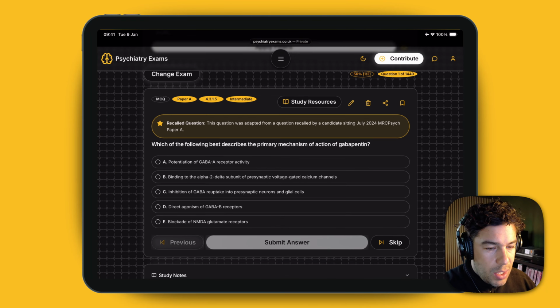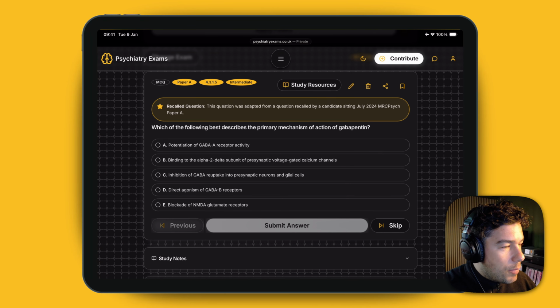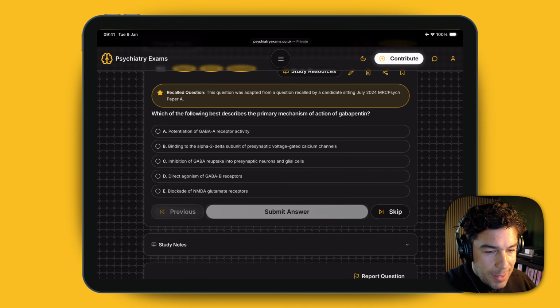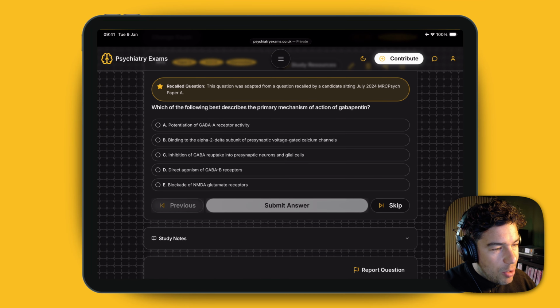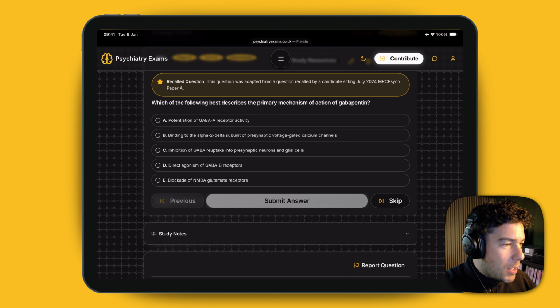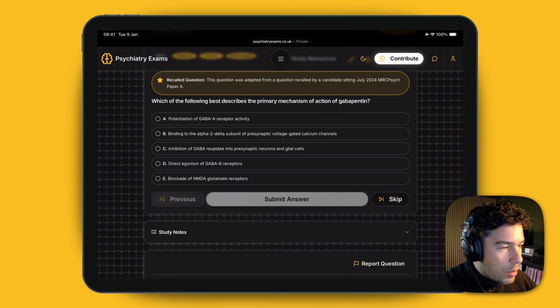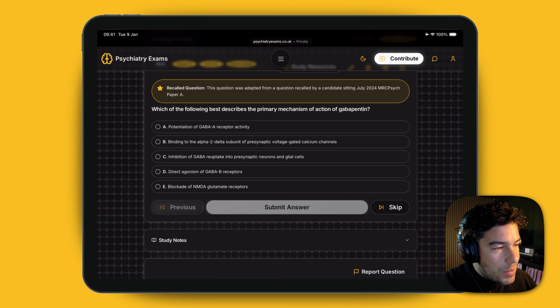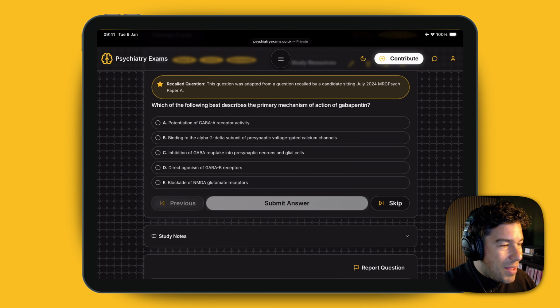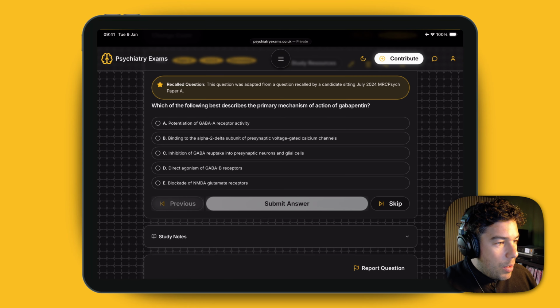So we've got a question adapted from a recall from the July 2024 paper A sitting. This question's asking, which of the following best describes the primary mechanism of action of gabapentin? So it's worth thinking about the indication for gabapentin, or the licenses rather. So this is used as an anticonvulsant and a neuropathic pain agent. And again, that's relevant to think about the receptor activity.